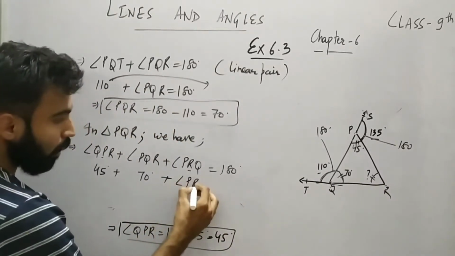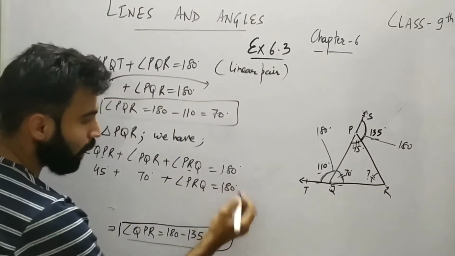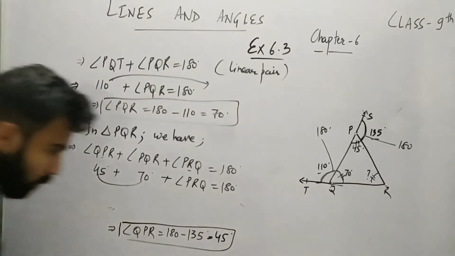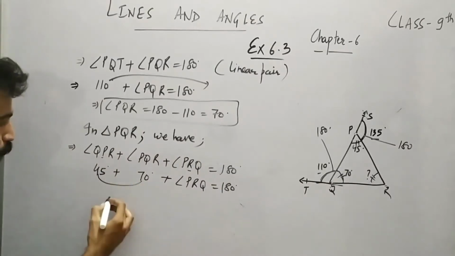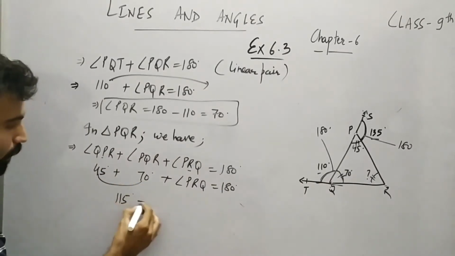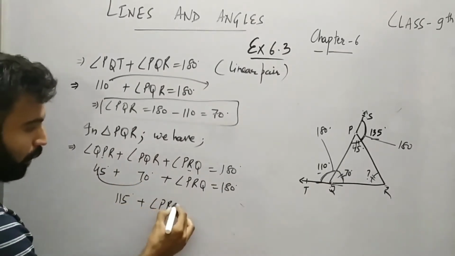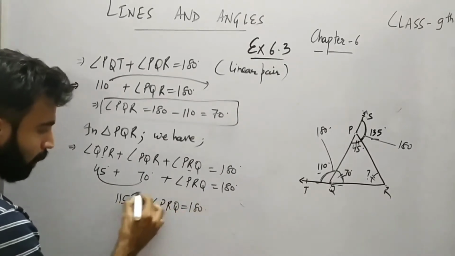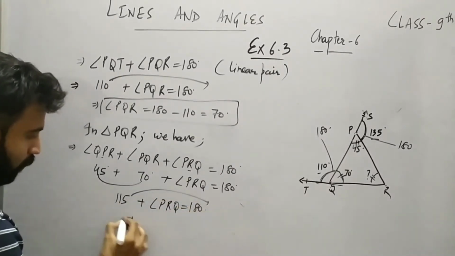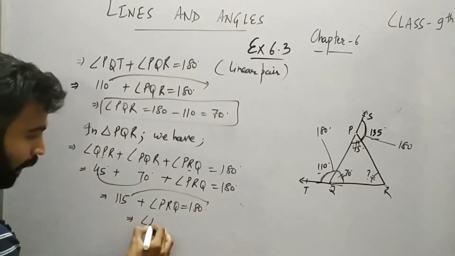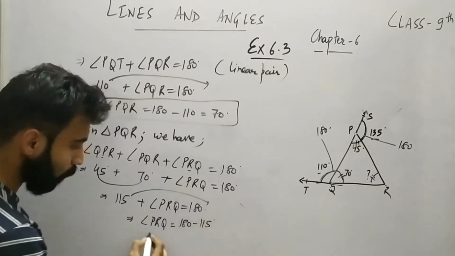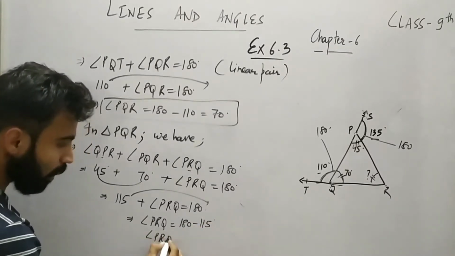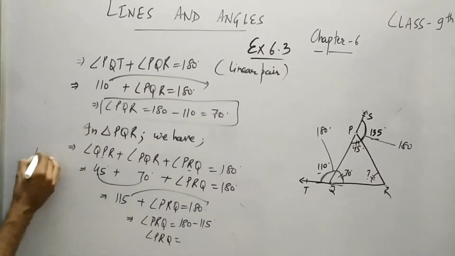So angle PRQ is equal to 180 degrees. Now simply add them. So that will total to 115 degrees, right? So 115 plus PRQ equals 180. Now simply transfer this over to that side. So you can see here, angle PRQ equals 180 minus 115. Let me just subtract this. So 180 minus 115, right?